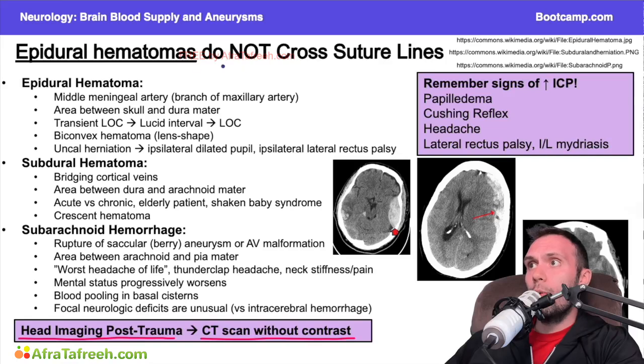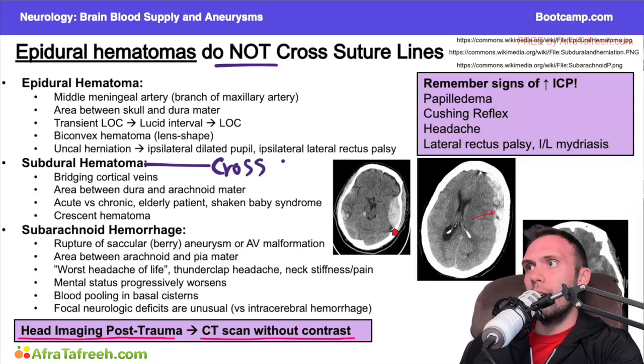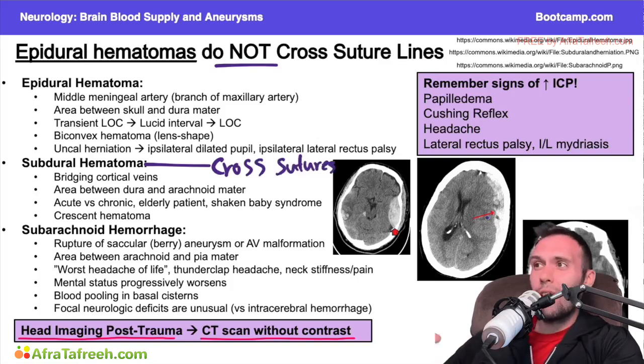Now, epidural hematomas do not cross suture lines. Okay, subdural hematomas do cross suture lines. Okay, so that's one thing to kind of keep track of. Again, you're going to have to compare these 3 because in board questions you have to juxtapose these 3 and then a couple different other pathologies. Okay, but these are the big 3.